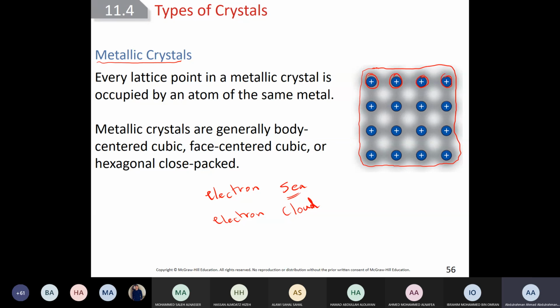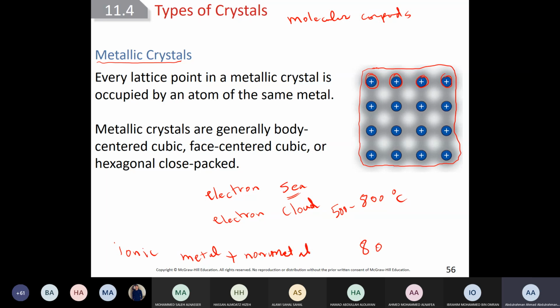And the temperature usually for metallic compound is between 500 to 800 degrees to melt it. So which one is stronger? Molecular compounds or, we have third compounds also, ionic. Ionic takes place between what and what? Metal and non-metal. And the metal with non-metal, usually the melting point is around 800 to 1000.